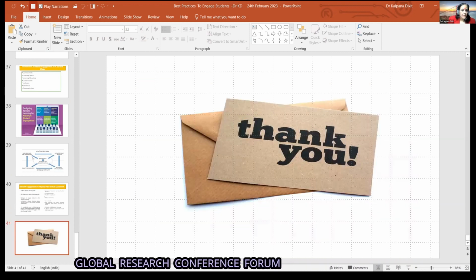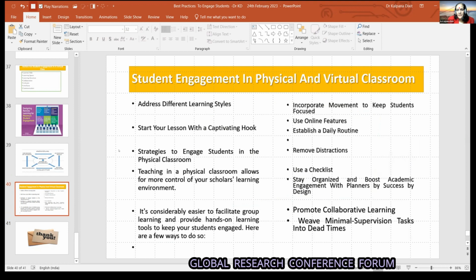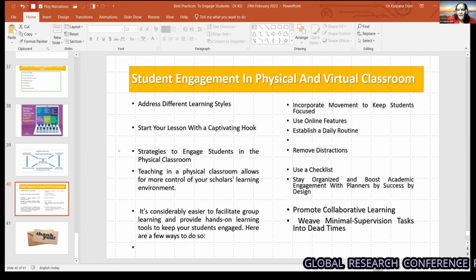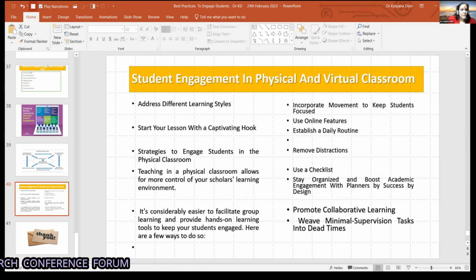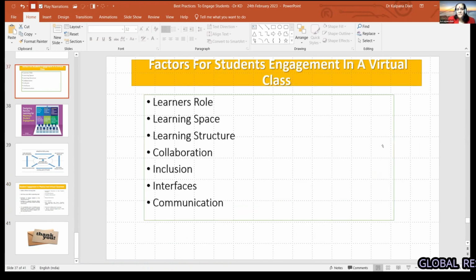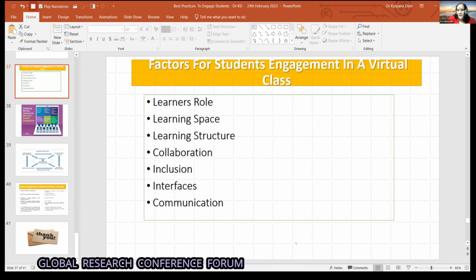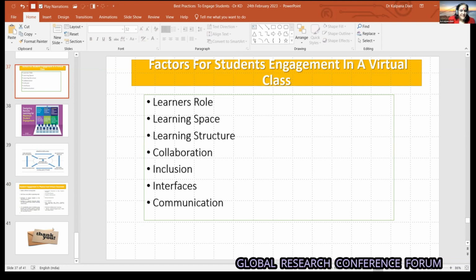I am completing this. Student engagement in physical and virtual classes is very much important, and this is important for the holistic development of the child, and this is also important for developing mastery learning and expertise in the classroom and teachers. And this can also be done by different methods and different technology, because learners play a very important role. They have created learning space, learning structure, collaboration, inclusion, interfaces, and communication.